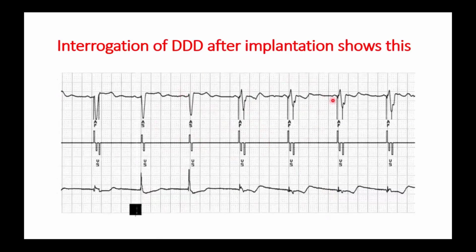This is a more difficult interrogation. This is a patient who had a dual chamber pacemaker implanted for intermittent heart block. And we could notice here that there are actually two pacing spikes here. And this is the atrial channel. You can notice that there is a sense here and a sense here. What is the explanation for this?